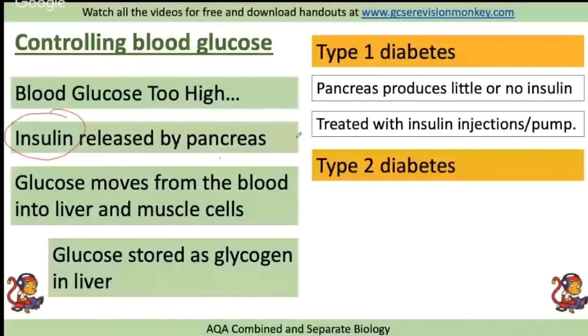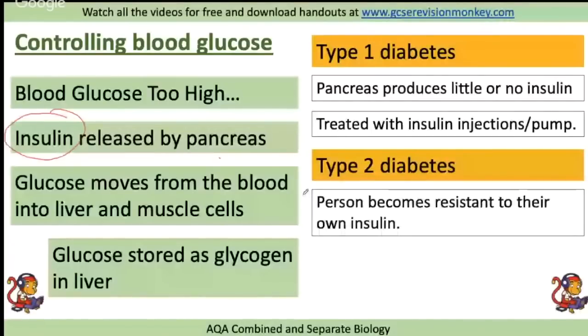If a person becomes resistant to their own insulin, that is when they are developing type 2 diabetes. So the doctor in this case won't give somebody insulin injections. That's not how they'll suggest that for the diabetes to be treated, because it's all to do with their lifestyle and what they're doing to have caused this type 2 diabetes.